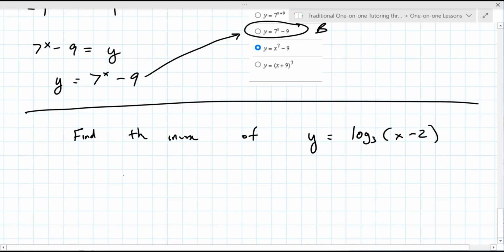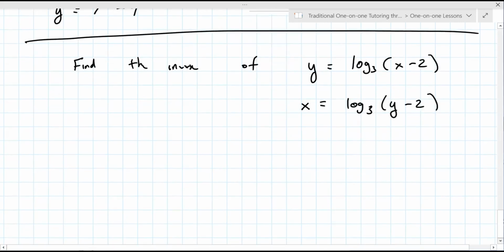The second step here is to replace x and y. So wherever you see a y, put an x. Wherever you see an x, put a y. Okay, and then step 3 is to solve for y. And this is the most important critical step here. How do we undo log base 3? And I can scroll up. You put it onto the other side.